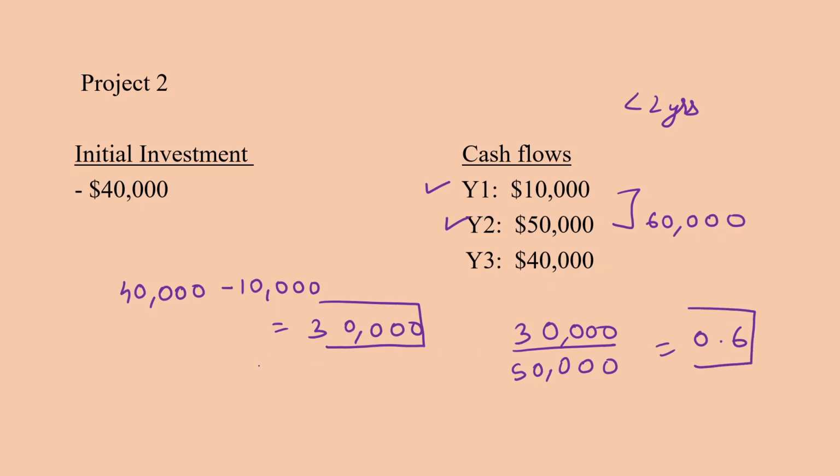So the total payback period will be 1 for the first year, which pays $10,000, and 0.6 for the $30,000 in year two, which is equal to 1.6 years. All right, hope you got around that, and I'll see you in the next one.